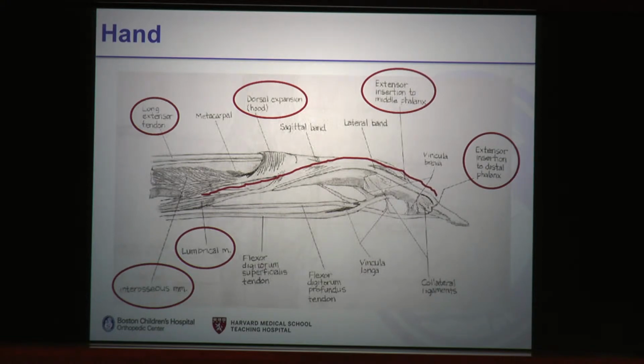But again, the principle is the same. Having someone grossly look like they're extending their fingers does not necessarily rule out an extensor mechanism injury. The onus is on us in these situations to examine each joint individually to ascertain we've got it all.